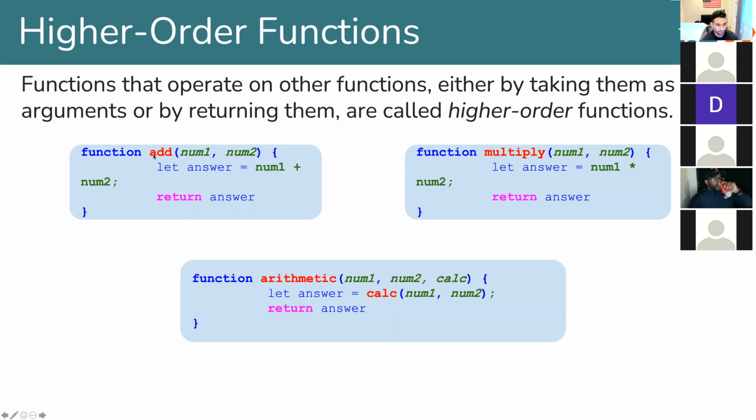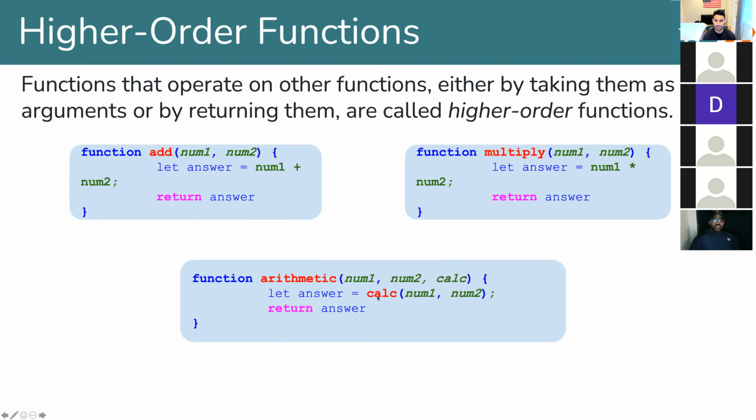So here we have a simple function that takes two numbers and adds them together, and then returns that result so that it might be used outside of that function. Similarly, here we have a function that multiplies two numbers and returns their answers. Here I have a third function called arithmetic. It takes two numbers, and the third argument is a function itself. We didn't call the function with the parentheses, but we passed the name of the function itself, that it might be called within this function.